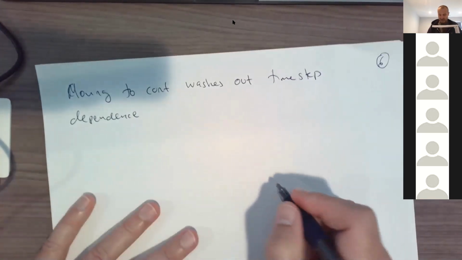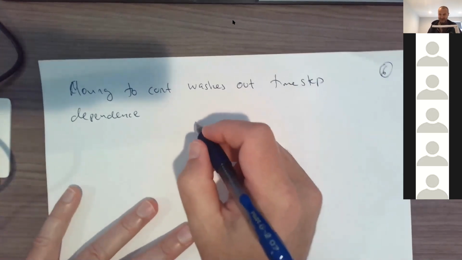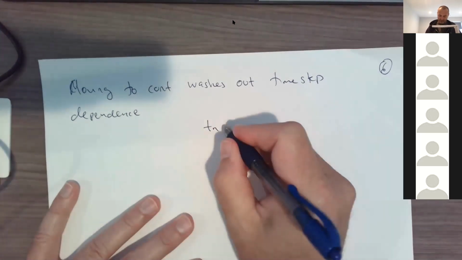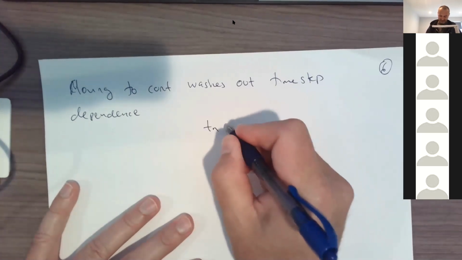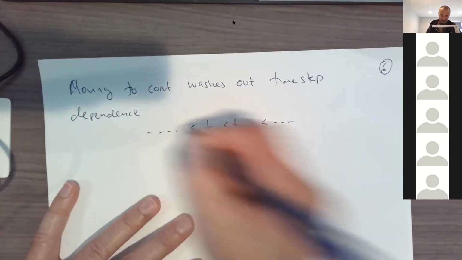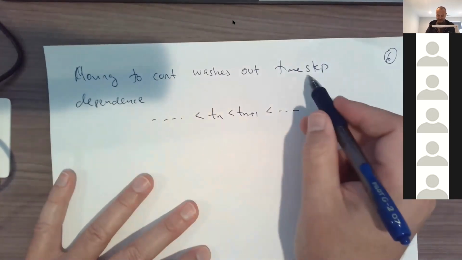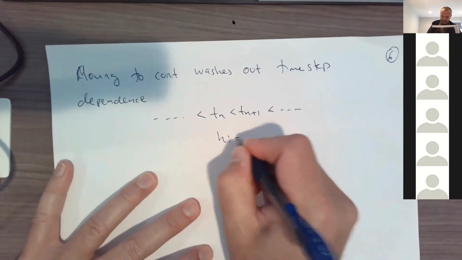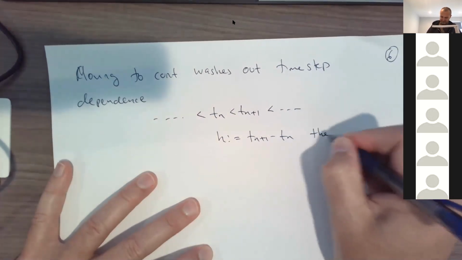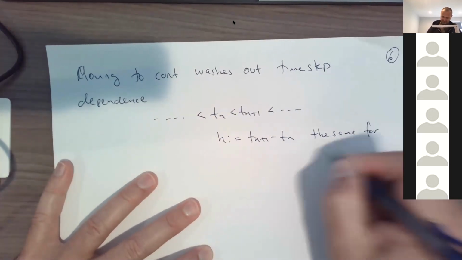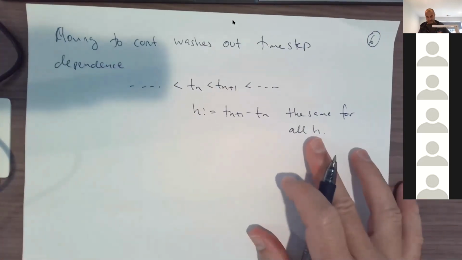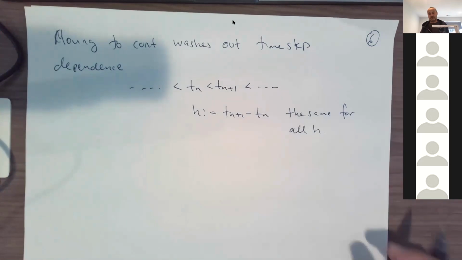What is that? Remember we had our T's? Very often when I'm looking at these, Tn less than Tn plus 1, if I'm looking at the time step dependence, this will be my h, which is Tn plus 1 minus Tn. This is the same for all n. And what h measures is how frequently you can trade.